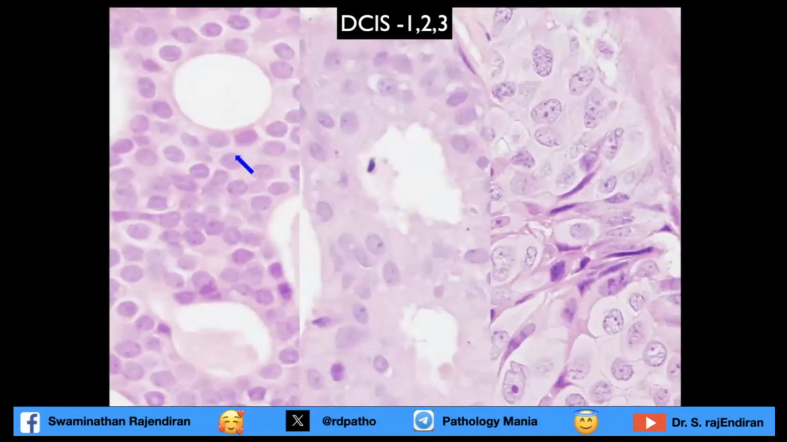This is grade 1, where there is uniformity of the nuclei. Grade 3, variation in size and shape of the nuclei with irregular nuclear membrane, and grade 2 is intermediate between grade 1 and 3.